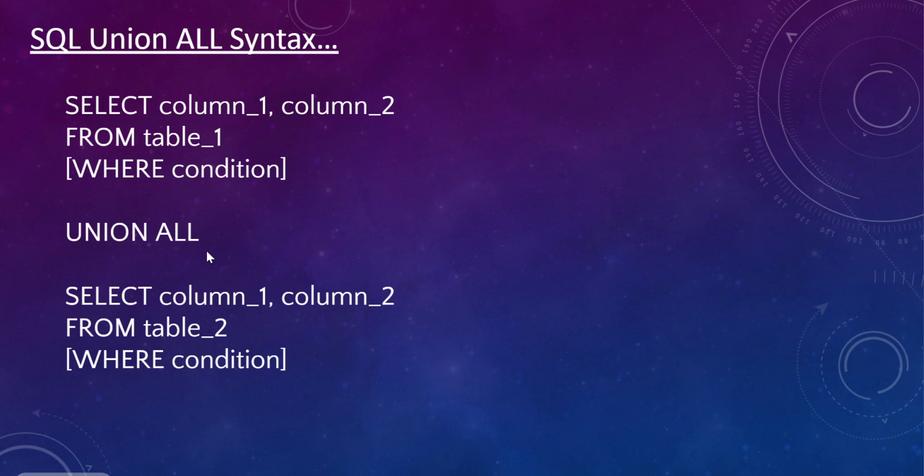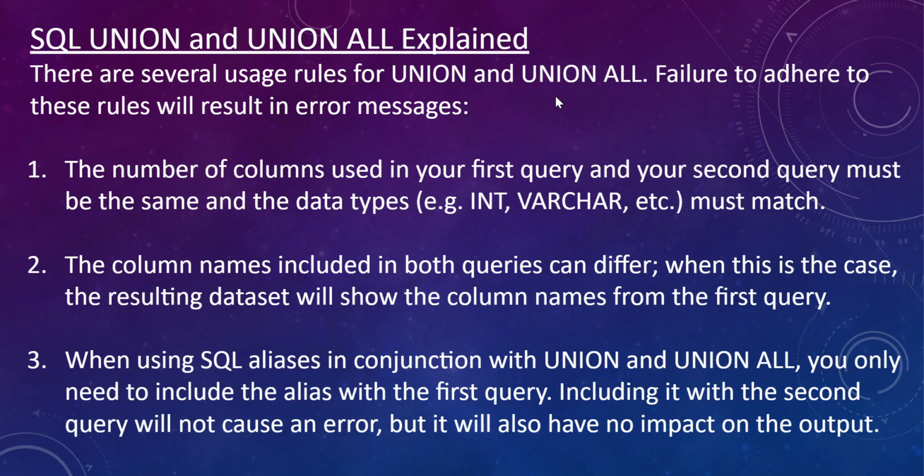So the only difference is that for union all we put union all here, whereas in union syntax we just write union. There are certain important usage rules for union and union all that we should be aware of. Otherwise, failure to adhere to these rules will result in an error message. The number of columns used in the first query and second query must be the same and the data types must match.